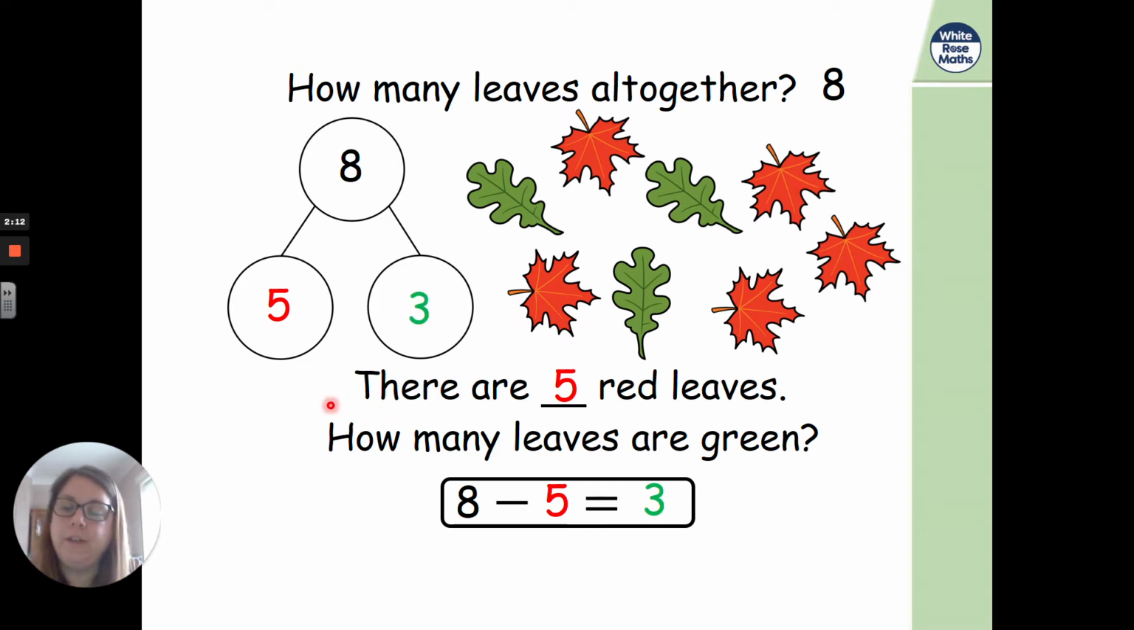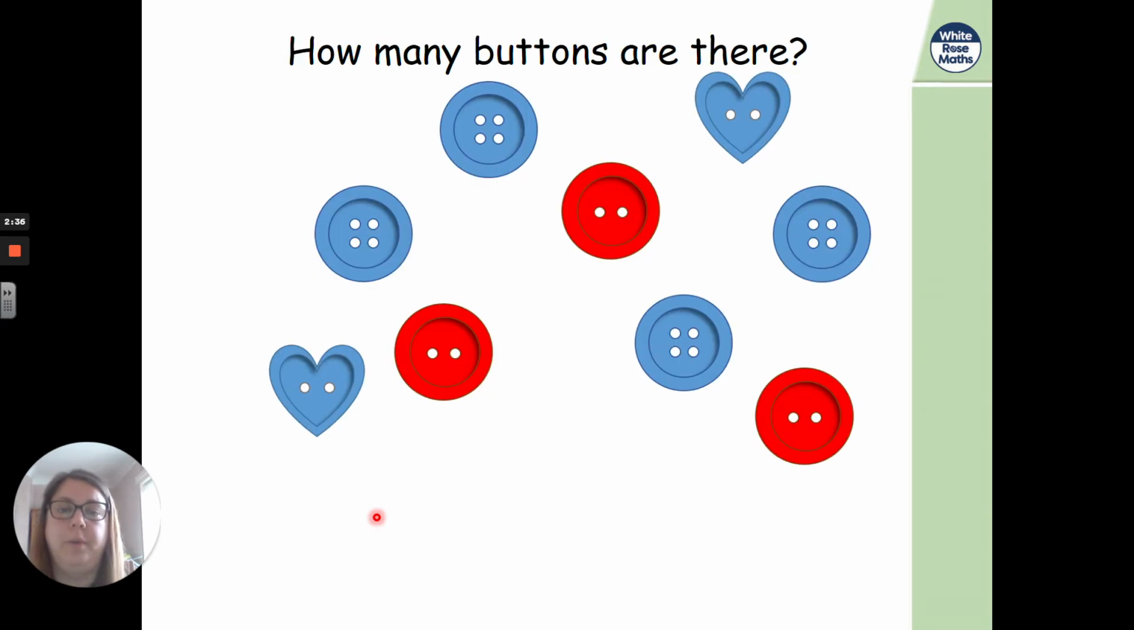So we're going to look at this more in the next few lessons, but a lot of you will have known 5 add 3 equals 8. So therefore, you will know 8 take away 5 equals 3. And like I say, we're going to look at those addition facts and subtraction facts in the next few lessons. But that can help you with filling out the parts that are missing. And that's why it's so important to know all of your bonds. Let's have a look at another one.